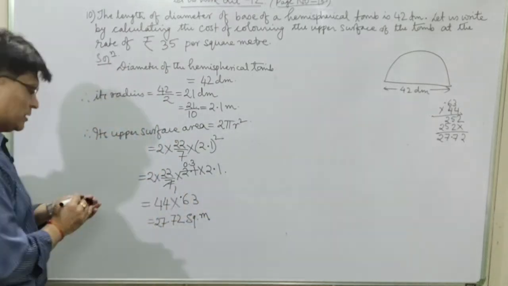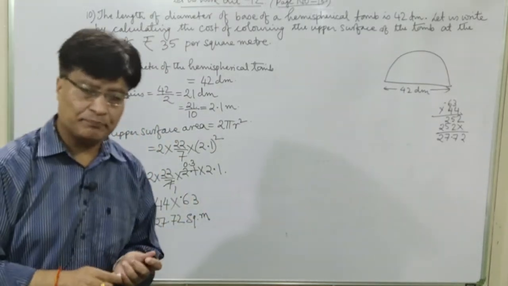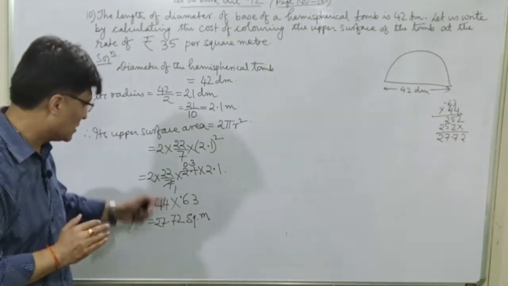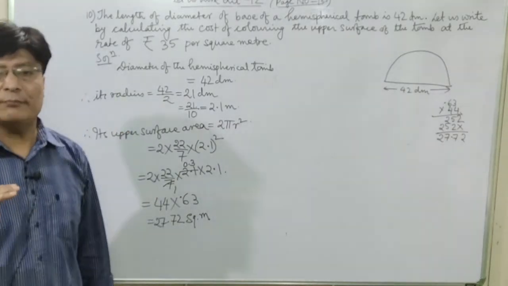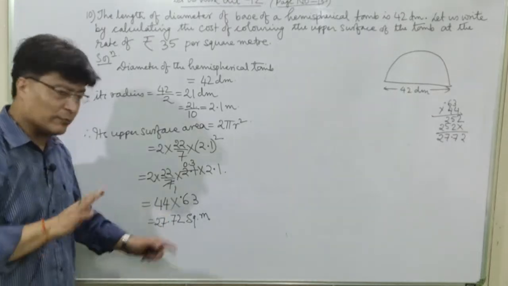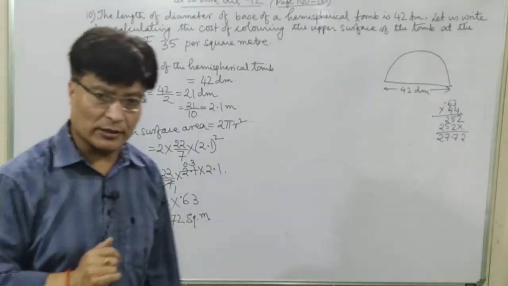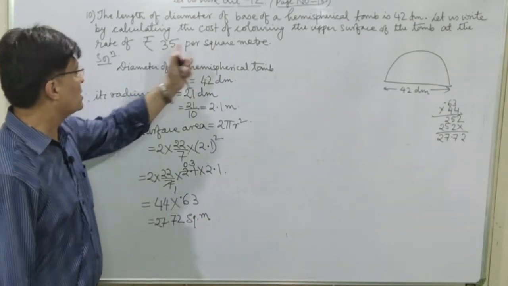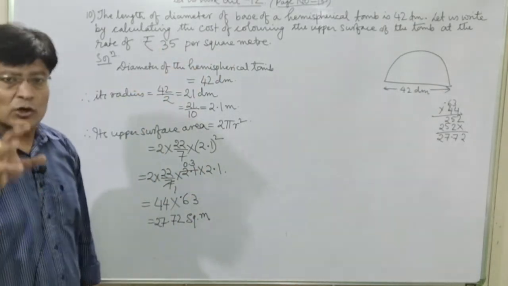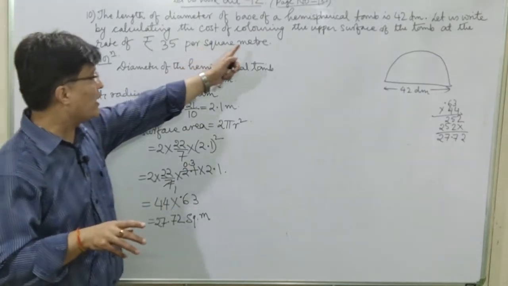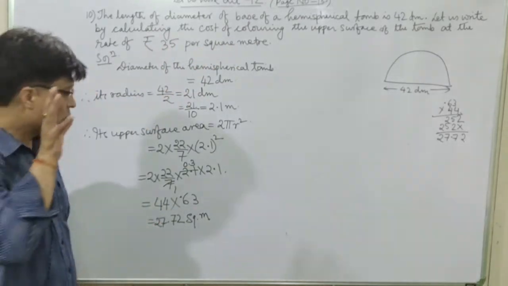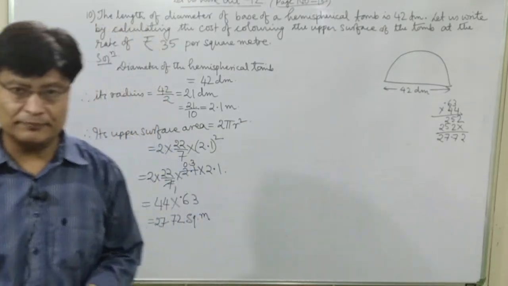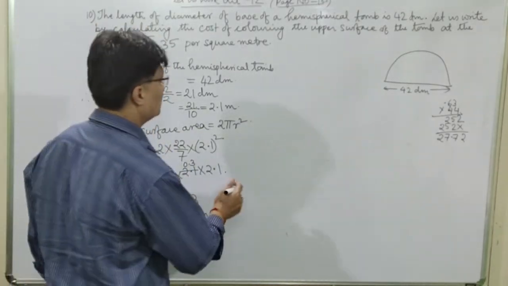The 27.72 square meter is what has to be colored, because the upper surface area of the hemispherical tomb is 27.72 square meter. So what is the rate of coloring here? Cost of coloring per square meter is rupees 35. That means cost of coloring 1 square meter is equal to rupees 35. So what is the cost of coloring 27.72 square meter? So let us find it.